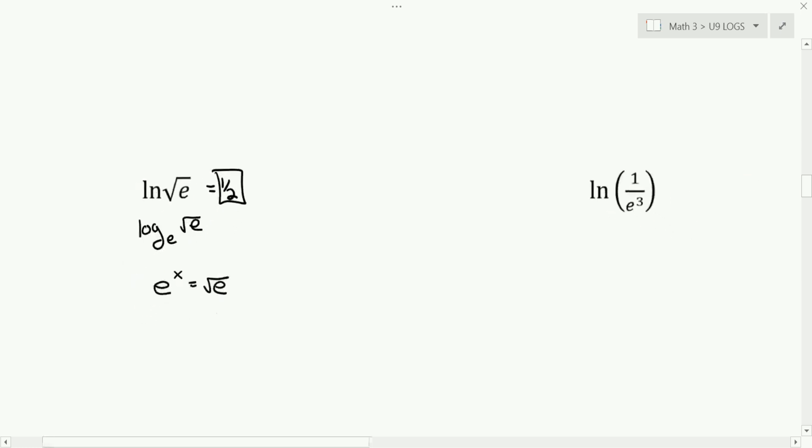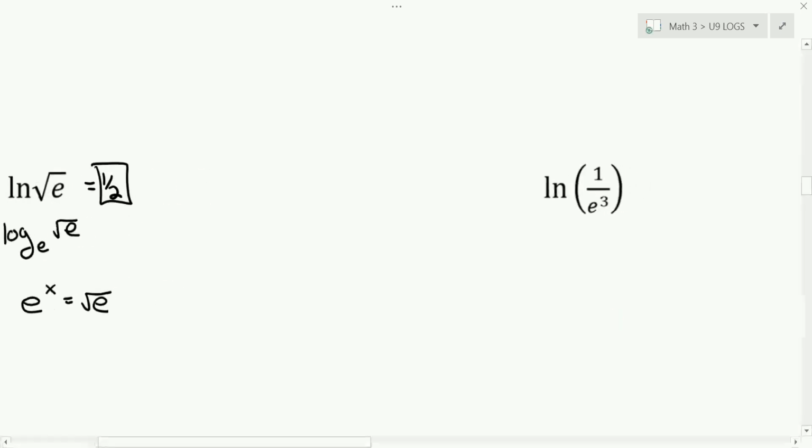And then we got natural log of 1 over e cubed. Christian, what do you think? -3, good. Because this means log base e of 1 over e cubed, which is asking the question e to what power is 1 over e to the third. Well, e to the third power is e to the third power, but we have this fraction, and to get that fraction, you got to have a negative in there. So the negative third power.